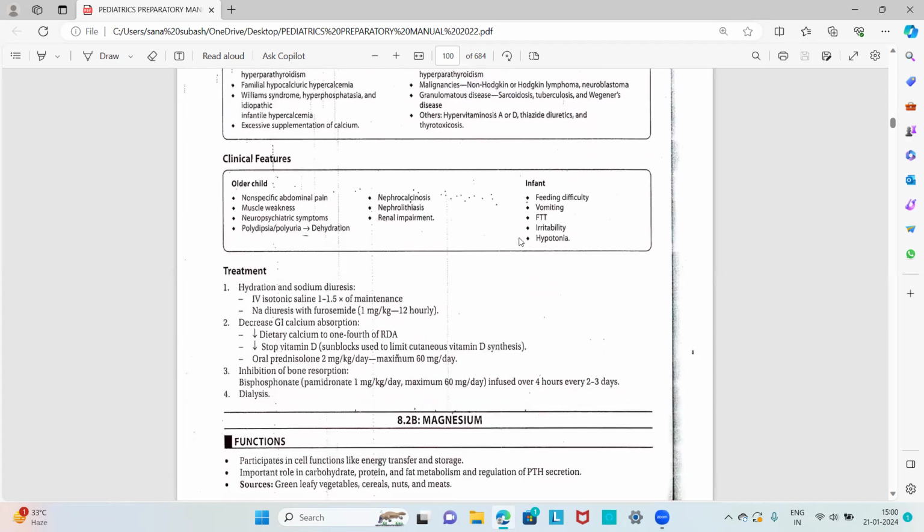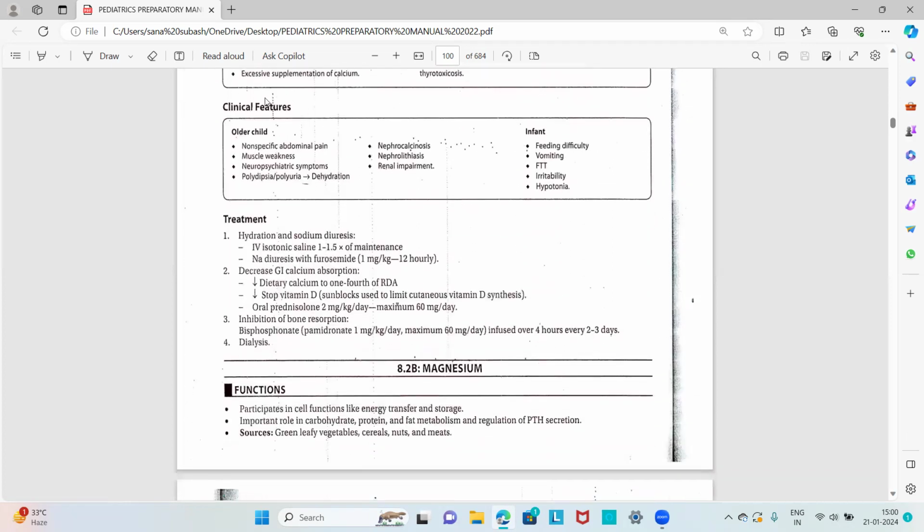Then what are the clinical features of hypercalcemia? In older children, it causes non-specific abdominal pain, muscle weakness, neuropsychiatric symptoms, polydipsia and polyuria, which result in dehydration. Also there will be nephrocalcinosis, nephrolithiasis, and renal impairment because of hypercalciuria. In infants, there will be feeding difficulty, vomiting, failure to thrive, irritability, and hypotension. So these are the clinical features of hypercalcemia.